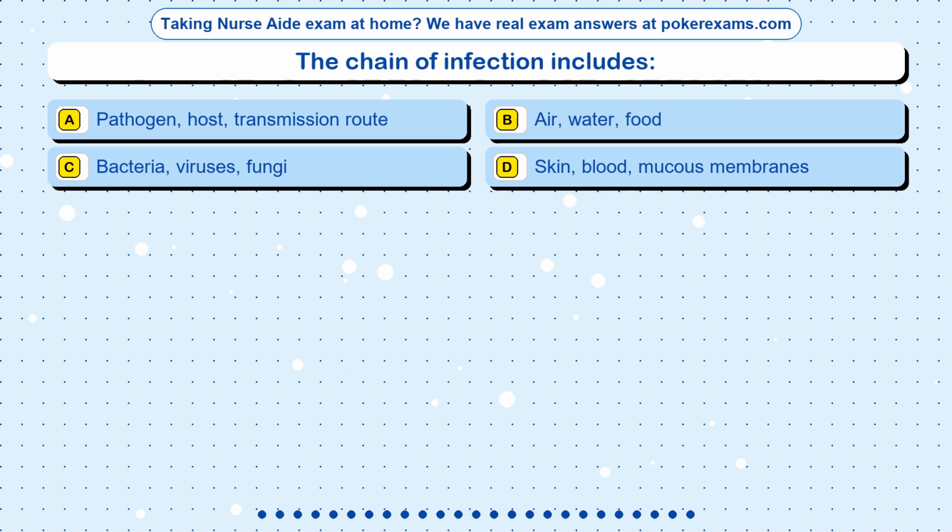Question 13. The chain of infection includes: Option A, pathogen, host, transmission route. Option B, air, water, food. Option C, bacteria, viruses, fungi. Option D, skin, blood, mucous membranes.